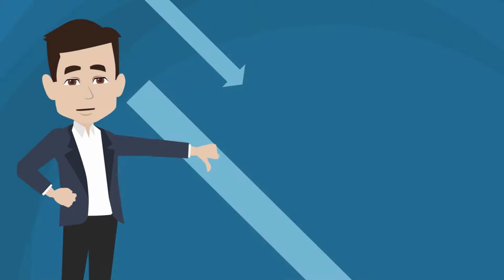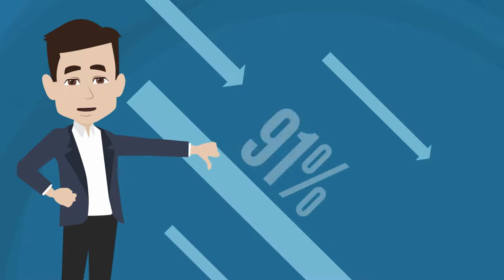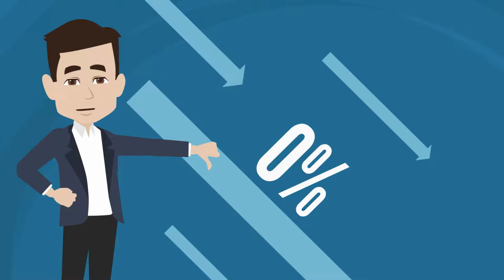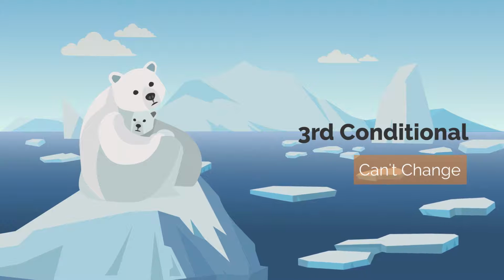Third conditional. The third conditional is used to describe hypothetical situations in the past. In other words, this describes impossible situations or situations with a 0% chance of happening, as they are in the past that we can't change.